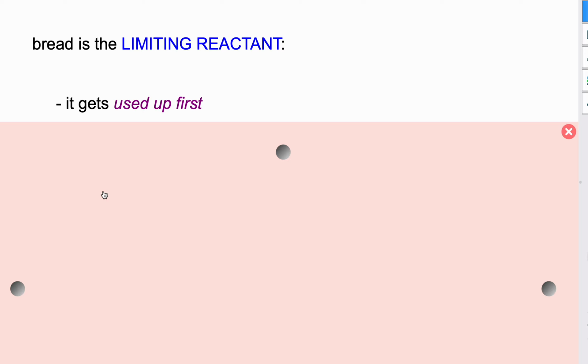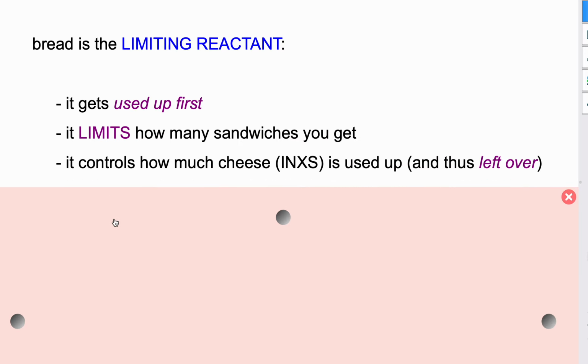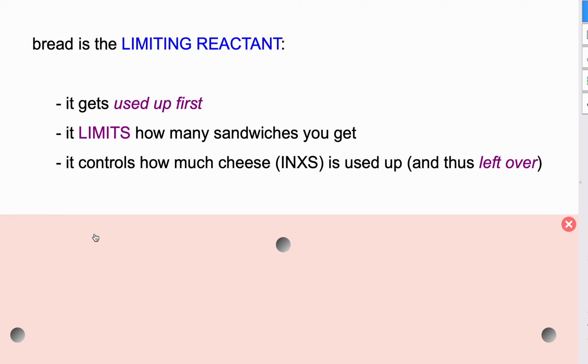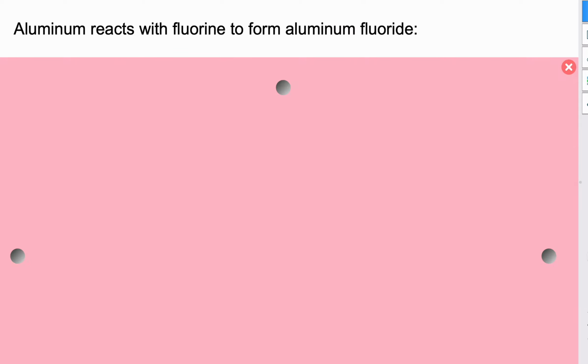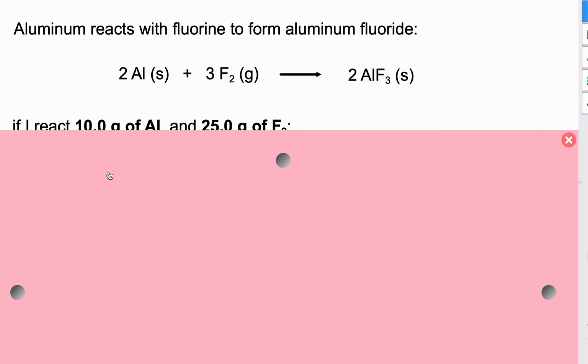It gets used up first, it limits how many sandwiches I can get, and it also controls how much of the cheese, which was the excess ingredient, gets used up and then is left over. If this makes sense to you, then it will also make sense when we apply it to a chemical reaction. So let's do that. In this hypothetical reaction, aluminum reacts with fluorine to form aluminum fluoride. There is our balanced chemical equation.